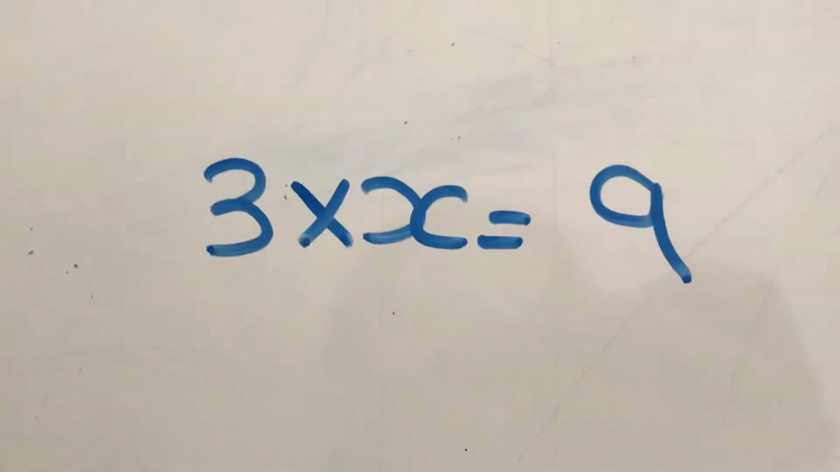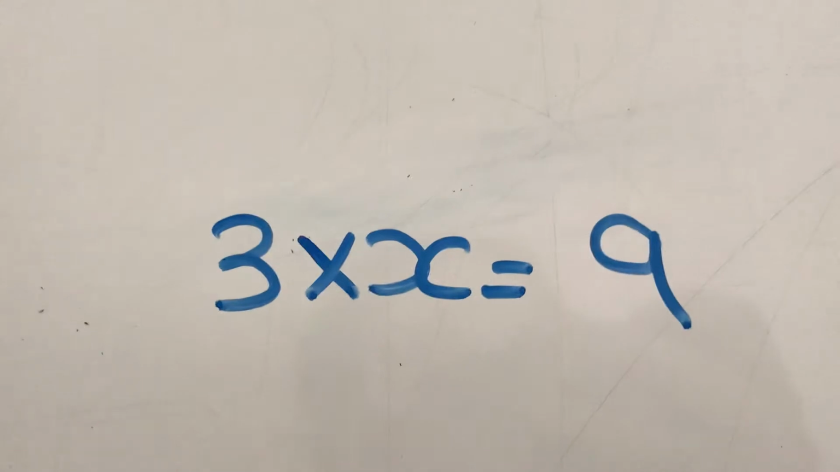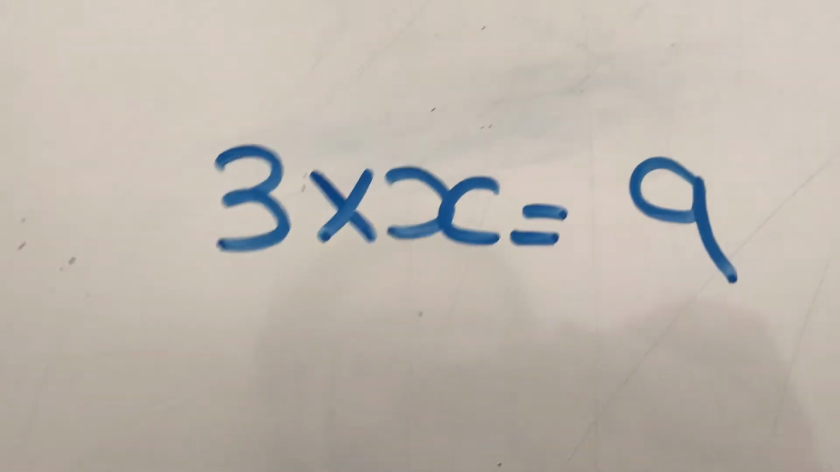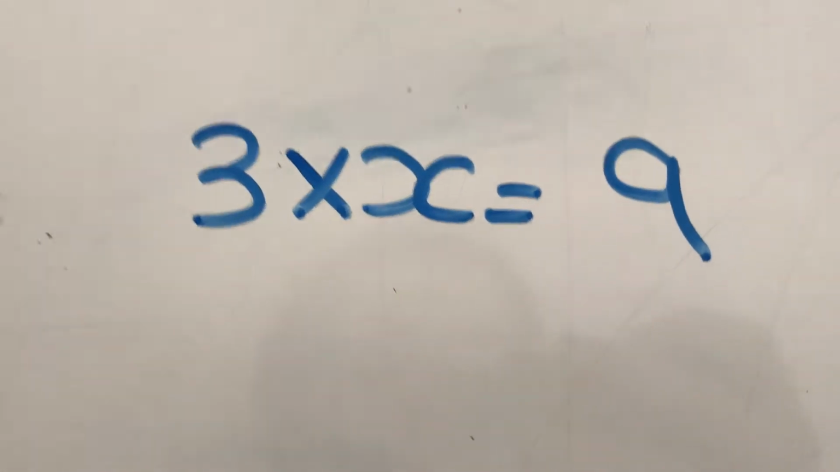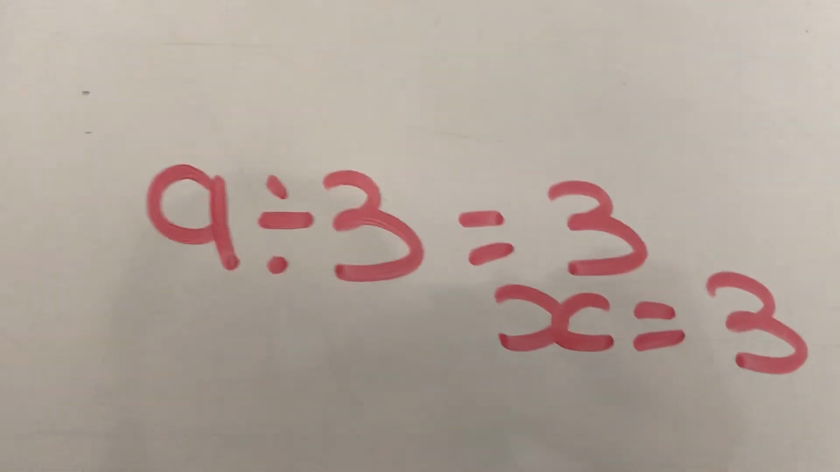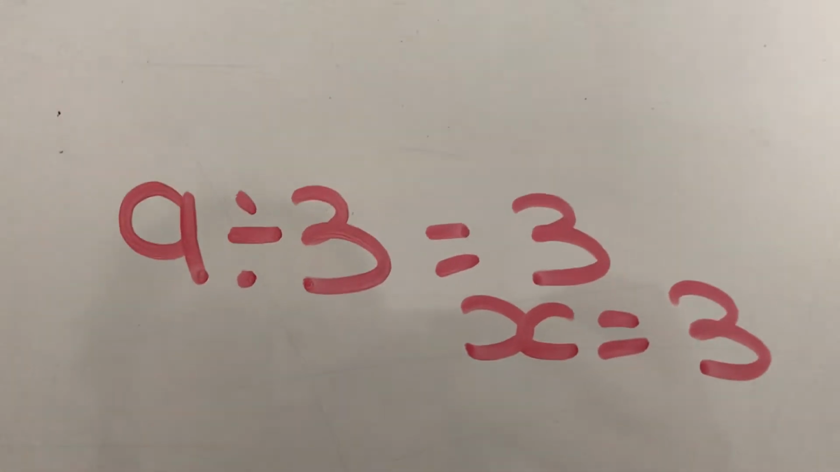So let me have a look at this one first. So 3 times x equals 9. So we know that x has to be something that makes 9. So x has to be something that when multiplied by 3 makes 9. So how do we work this out? We do the opposite. So rather than doing multiplication, we divide it.